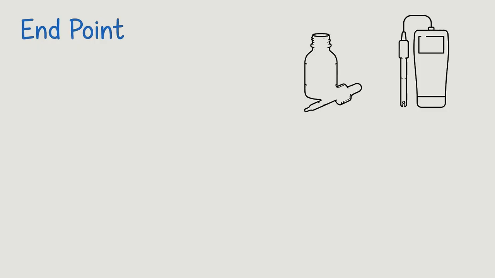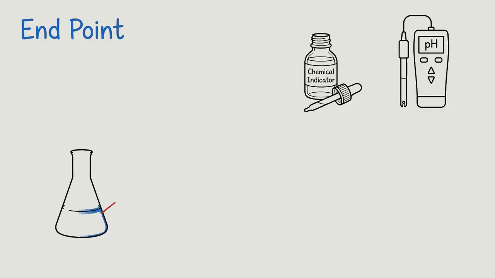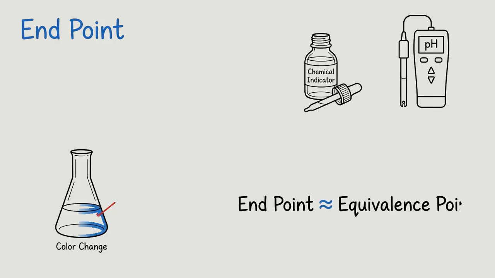You can't see the equivalence point directly, so instead you observe the endpoint. The endpoint is detected using an indicator or a pH meter. An indicator is a weak acid or base that changes color over a narrow pH range. The key is choosing an indicator whose color change happens very close to the equivalence point. When the color change persists, you stop the titration. A good indicator makes the endpoint and equivalence point almost the same. Once you stop, you record the volume of titrant used.